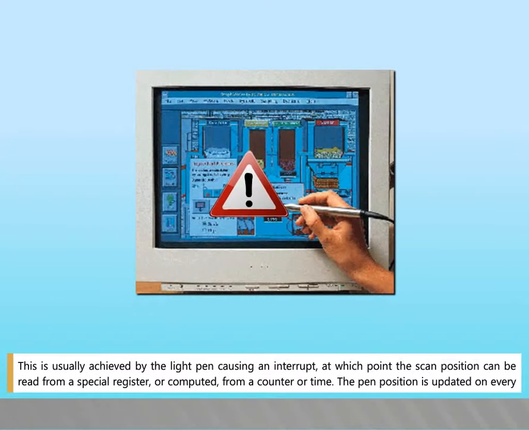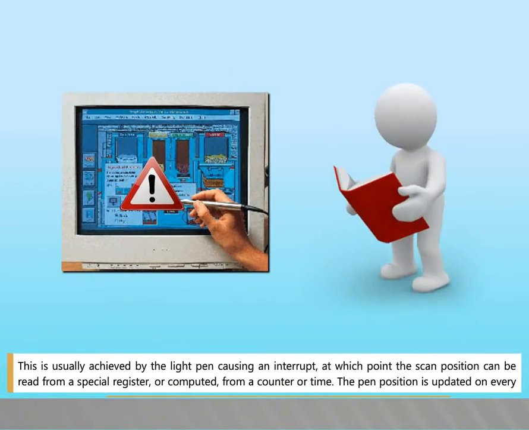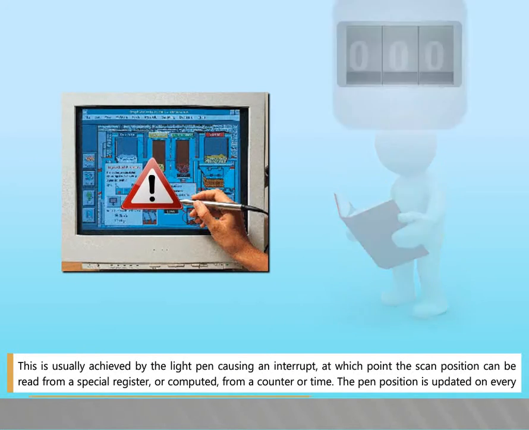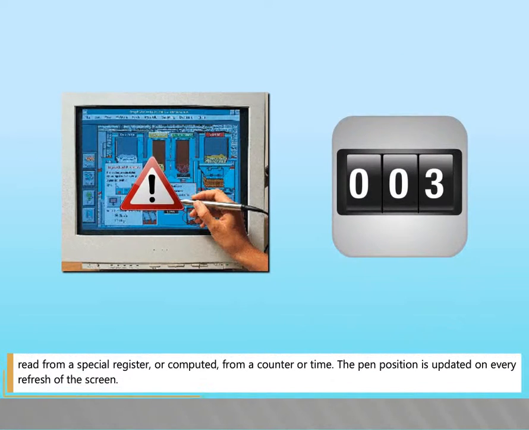This is usually achieved by the light pen causing an interrupt, at which point the scan position can be read from a special register or computed from a counter or timer. The pen position is updated on every refresh of the screen.